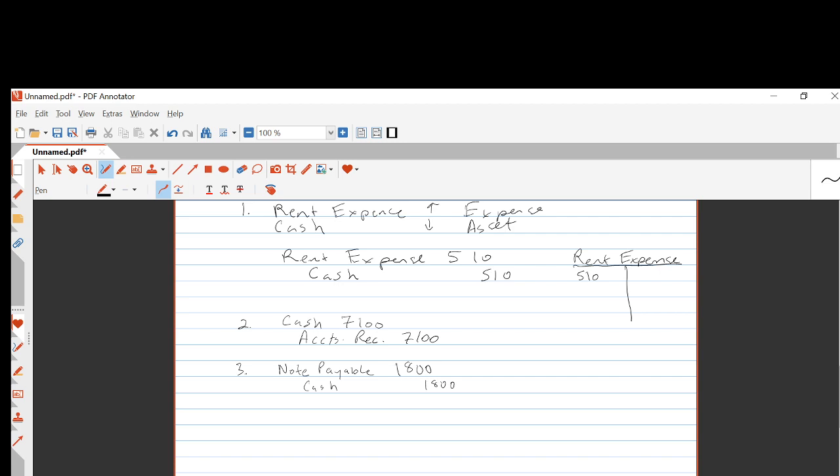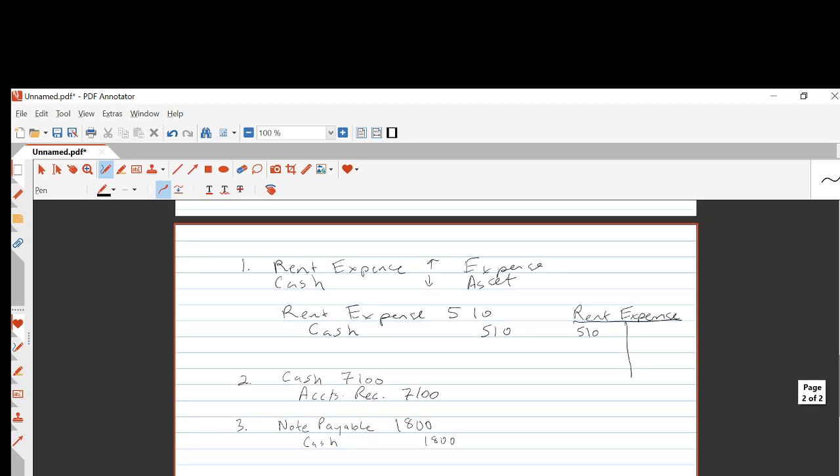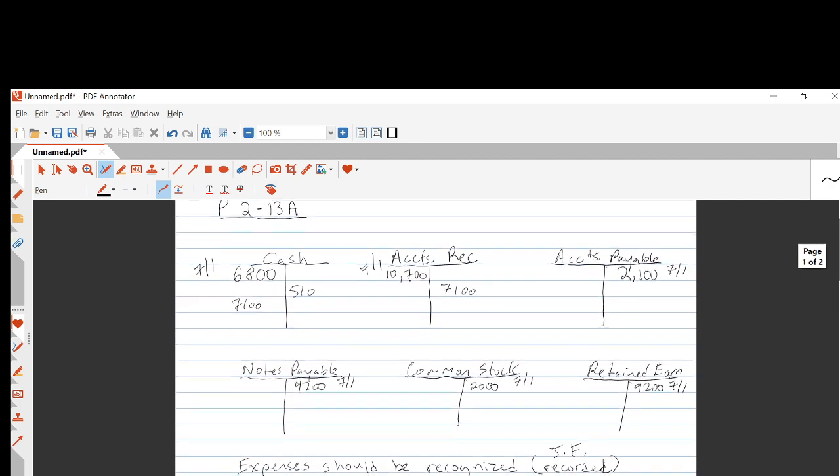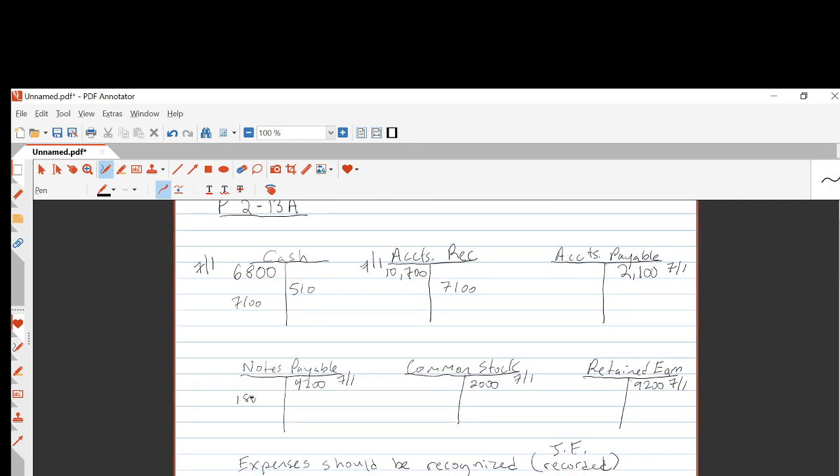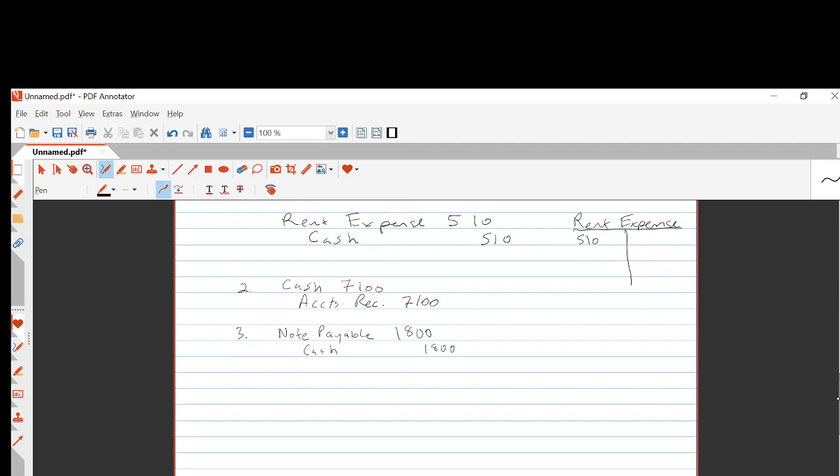We can go update the T accounts, put $1,800 on the left-hand side in the note payable T account, and put $1,800 on the right-hand side in the cash T account. Might have to have more room here. Let's keep going.